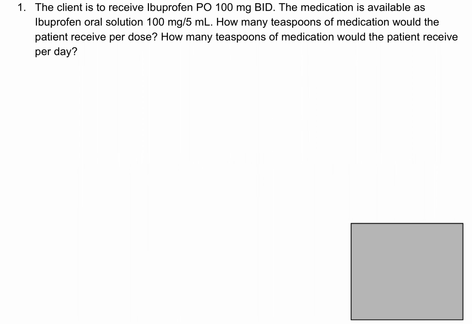Number 1, the client is to receive ibuprofen PO 100 milligrams BID. The medication is available as ibuprofen oral solution 100 milligrams per 5 mL. How many teaspoons of medication would the patient receive per dose? How many teaspoons of medication would the patient receive per day?